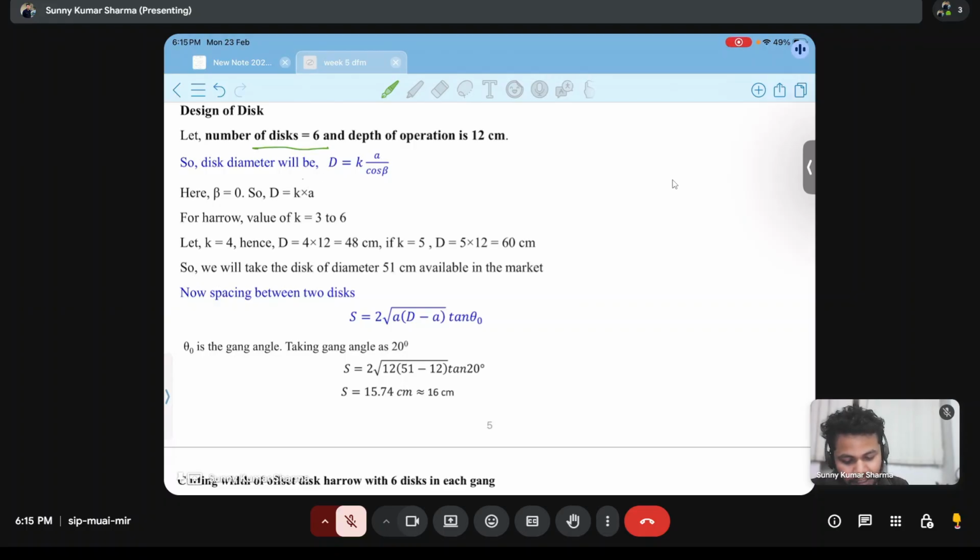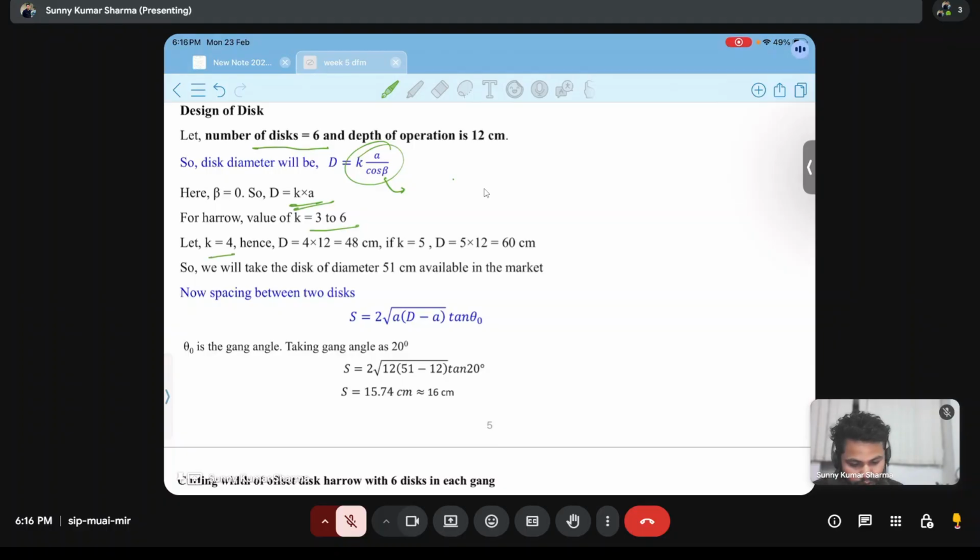that disc diameter is given by the formula K a by cos beta, which was given by Bernacki in 1970, I think. Here beta is the tilt angle. In the case of a disc harrow, the tilt angle is zero, so only K into a will be there, and K is 3 to 6, and we generally take K as 4.